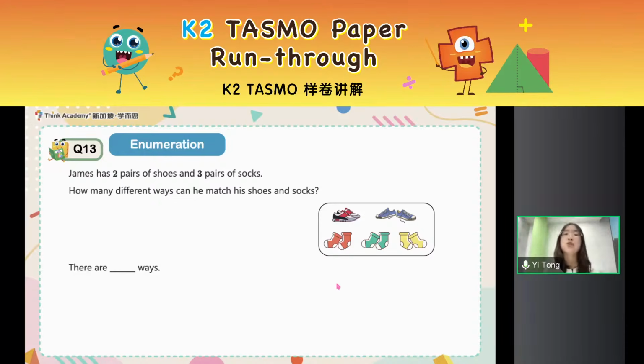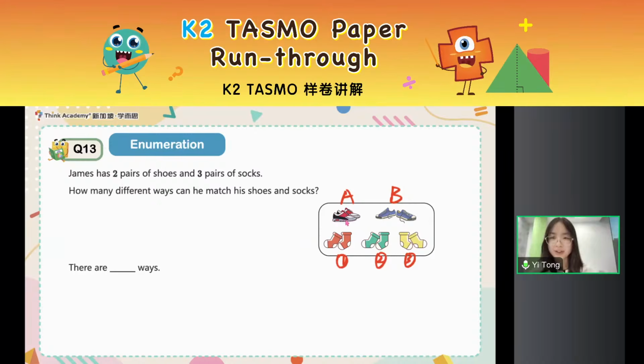Now, this is an enumeration problem. For this problem, we need to list case by case. So oftentimes, we can just label. For example, we call our shoes A, B, and then for the socks, we can write down, for example, 1, 2, 3. Then we can say maybe A1, A2, A3. But because we have a picture here, I'm going to show you the quicker way.